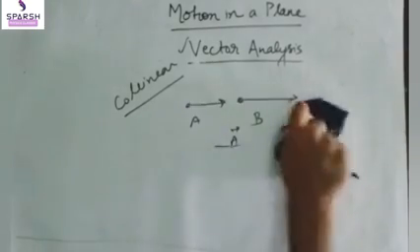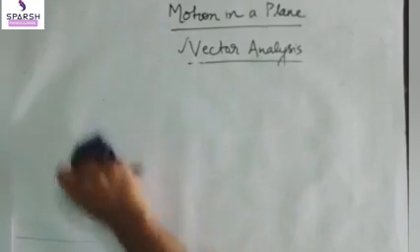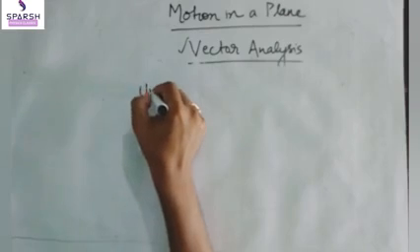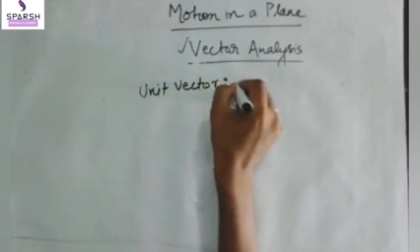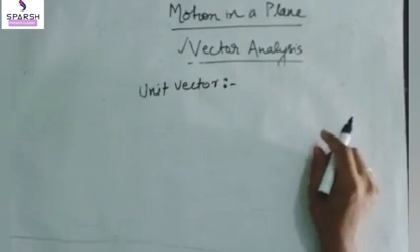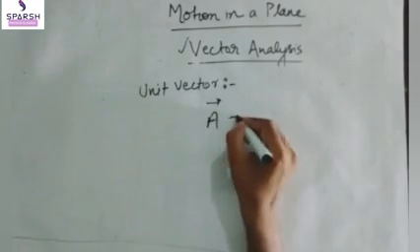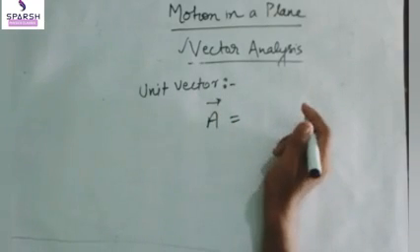Now the most important ones, three vectors which we have to deal with in 11th and 12th: unit vector, position vector and displacement vector. So what is a unit vector? Like if a quantity is written as vector A, it has two parts, magnitude and direction.